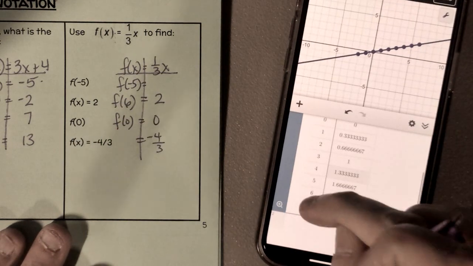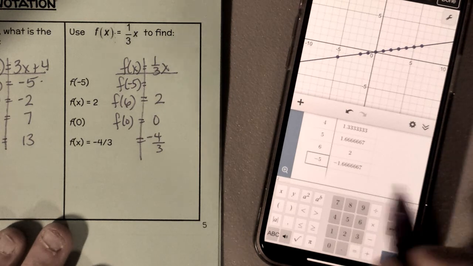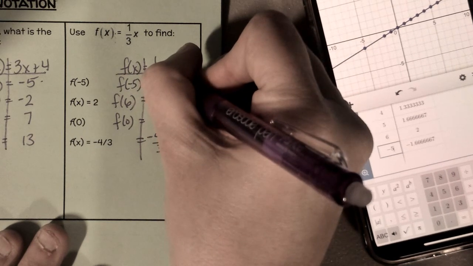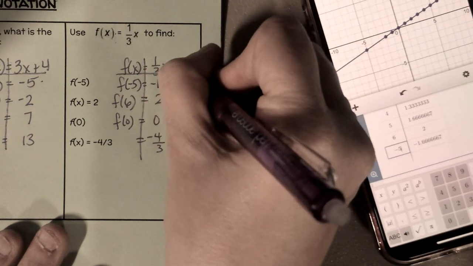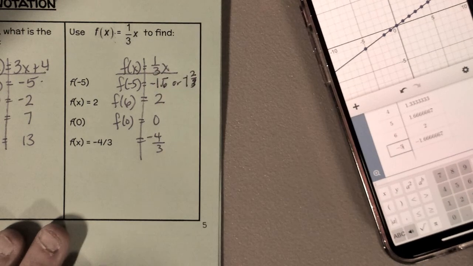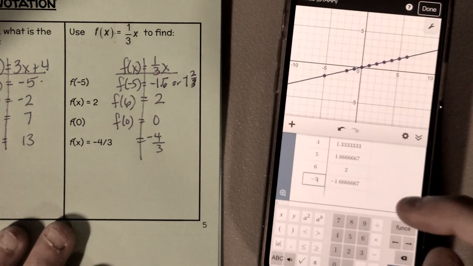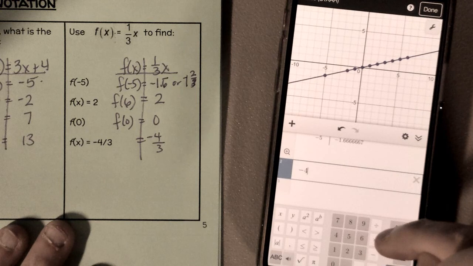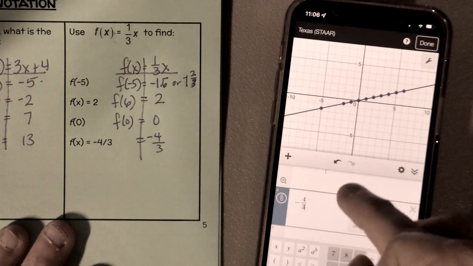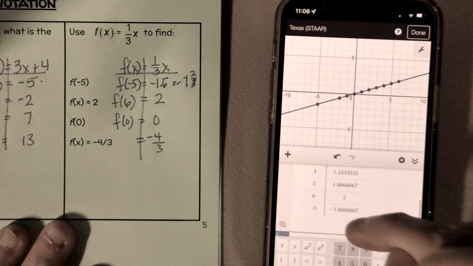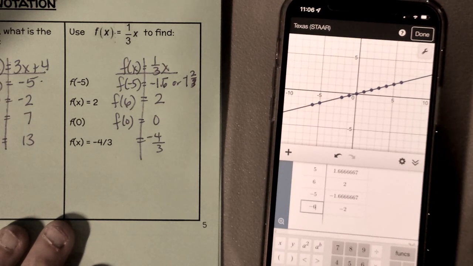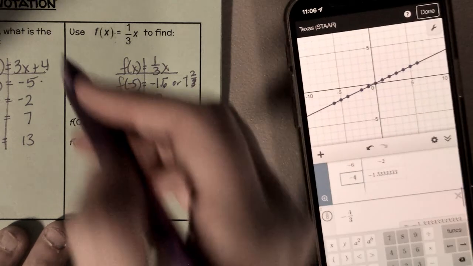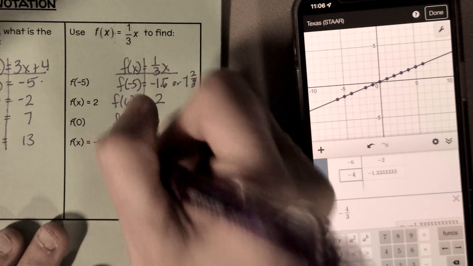I don't have -5, but let's find -5. When x is -5, y is -1.6 repeating, which is actually -1 and 2/3. Okay? Let's look at -4/3. Let's just try some numbers. Well, first of all, what is -4/3 as a decimal? -4 divided by 3 is -1.33. Well, actually, it looks like we're almost there on this one. Let's try -6. No, let's try -4. There it is, -4. So when x is -4, y is -4/3.